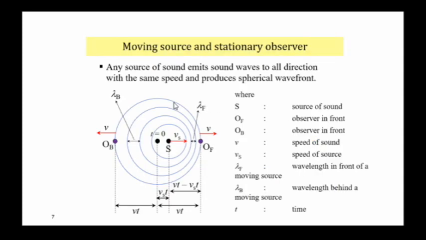Before this, we focused on what happens to the wave and frequency when both the sound source and observer are stationary. In this slide, I would like to explain to you what happens when we have a moving source but a stationary observer. Okay, first, any source of sound emits sound waves in all directions with the same speed and produces spherical wavefronts. This is something all of you already know.